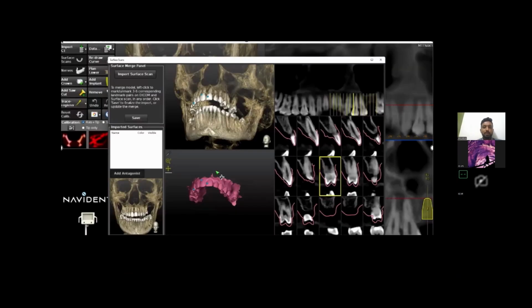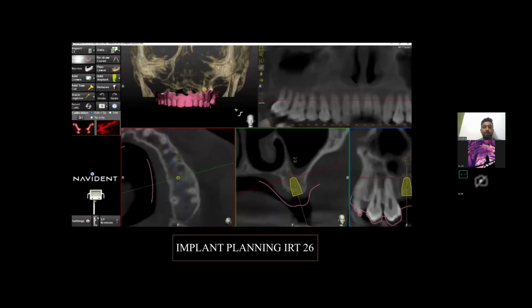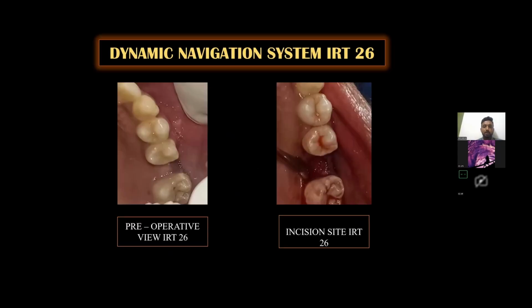Initially we had taken a CBCT, and then an intraoral scan was taken, and both were merged. And then the implant planning was done in relation to 2/6. This was the initial plan on the path of implant insertion. So this is the pre-operative view of 2/6. Incisions were placed, a mid-crestal incision, and the flaps are open.